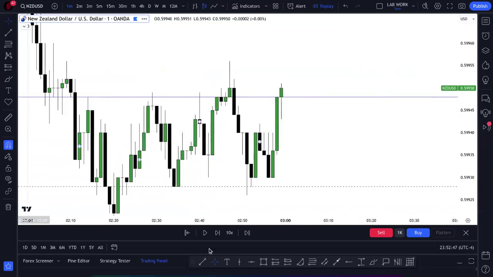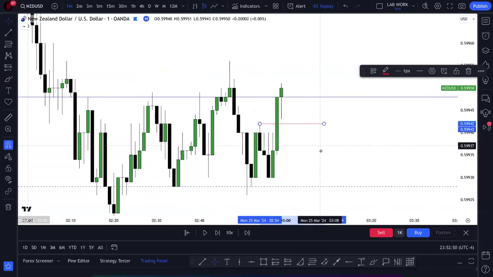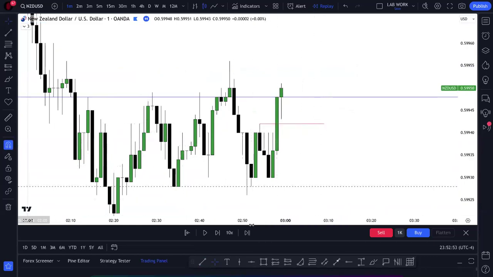So that's the entry idea. So we have a, what is that? A value gap that runs a swing point.